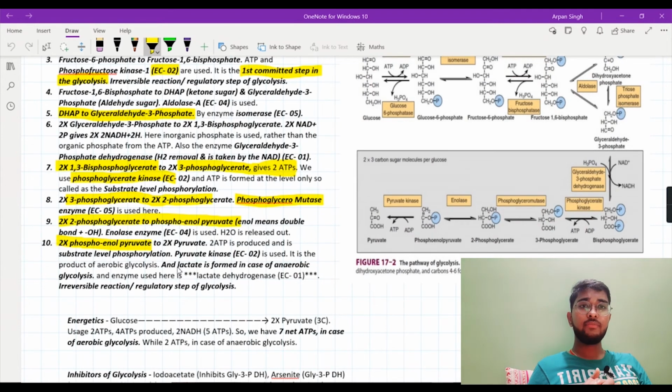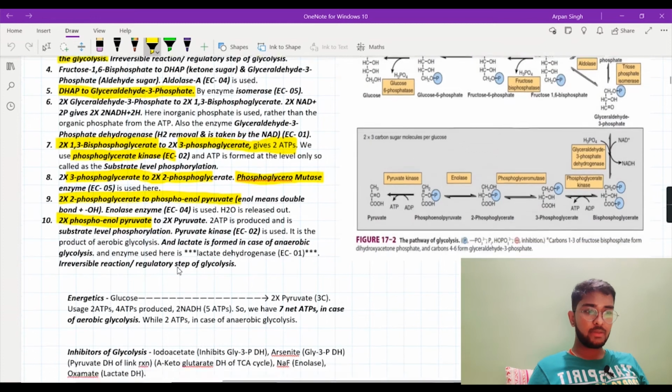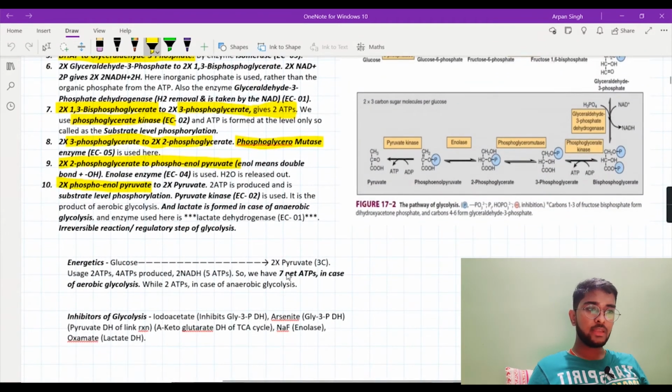Also we have the formation of 2 NADH. In the ETC, the electron transport chain, the NADH molecules are used up for the generation of ATP. One NADH molecule gives 2.5 ATPs, so 2 will give 5 ATPs. So 2 plus 5, net 7 ATPs. You can see on the screen that I have written that 7 ATPs are formed in case of aerobic glycolysis.